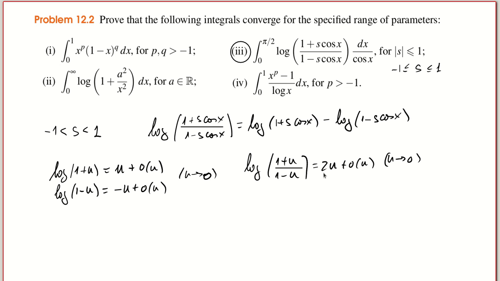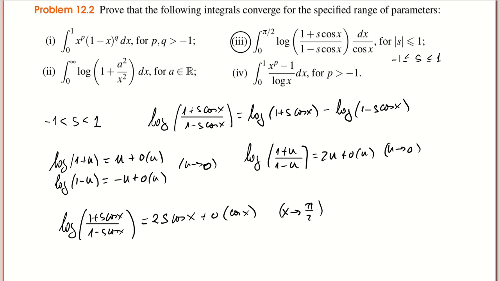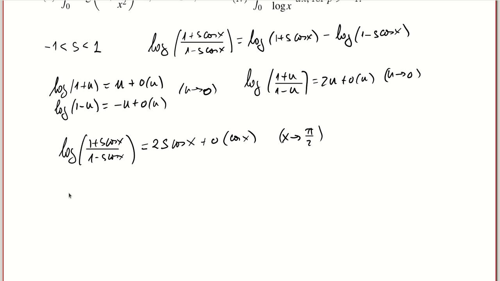Okay, so this function behaves just as 2 times the argument here. Now the argument in our case is s cosine x, and the limit is when x goes to pi half, which is when this argument goes to 0. So the logarithm of 1 plus s cosine x over 1 minus s cosine x is equal to 2 times s cosine x plus o of cosine x when x goes to pi half. Right? Because as I said, when x goes to pi half, s cosine x goes to 0. All right? So we have the behavior of this function very near pi half. And it behaves just proportional to the cosine, which is very good because now the logarithm of 1 plus s cosine x over 1 minus s cosine x divided by cosine x is just 2s when x goes to pi half.